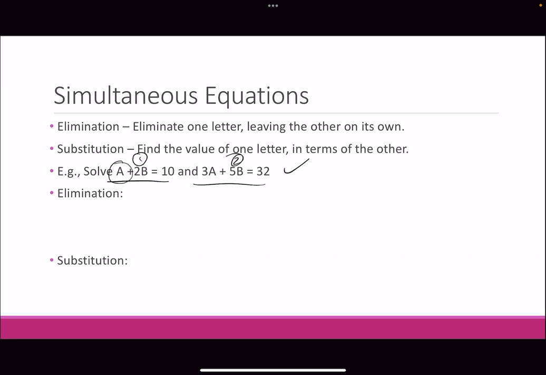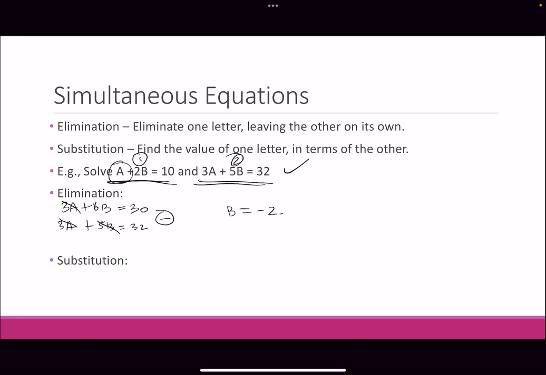What I'm going to do is make this a into a 3a, which means I need to multiply this whole equation by 3. So it's going to be 3a plus 6b equals 30, and then I'm going to subtract this equation from it. So now I have 3a plus 5b equals 32. If I subtract these two equations, 3a and 3a cancel out. 6b and 5b, if you subtract them, you just get left over with b. And 30 minus 32 equals minus 2. So b equals minus 2.